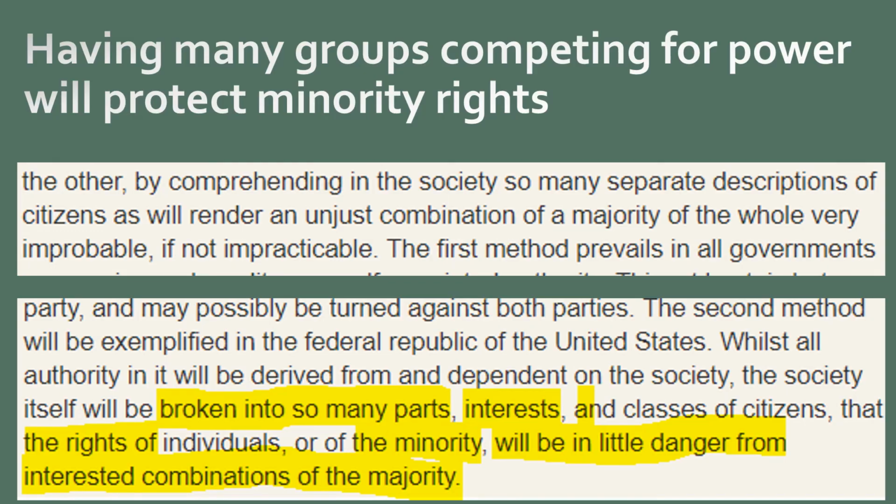So now we turn to the idea of minority rights again, just like in Federalist number 10. And here he says, talking about how having many groups, so this is back to that pluralism or pluralist democracy, breaking society into so many different parts, the rights of the minority will be in little danger from interested combinations of the majority. So this is kind of rehashing what he said in number 10 already in much more detail, but having many groups competing for power, many factions, pluralism, whatever term you want to think of, he argues again that this will protect minority rights.